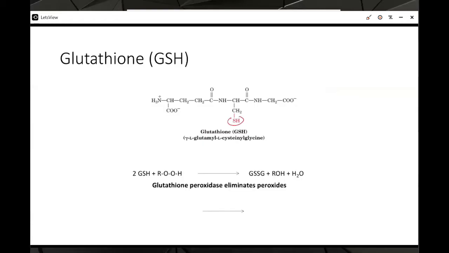So if we look at this reaction, glutathione peroxidase eliminates peroxides when it's in its reduced form, and it can serve to donate electrons to the peroxide. That allows for its conversion to water and whatever alcohol group the rest of this may be contained to, and the glutathione goes now to its oxidized form. So it's changing its oxidation state. This is the action of glutathione peroxidase.